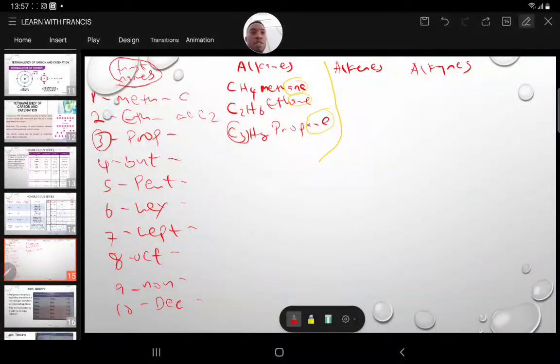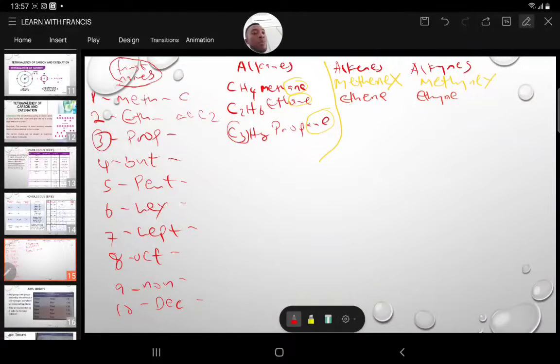I will always tell my students this: just assume that there was no member here. So when you assume that, know that there is no carbon 1 for this, hence there is nothing like methane. However, from the second member, which is ethene, is correct. Ethane is correct.